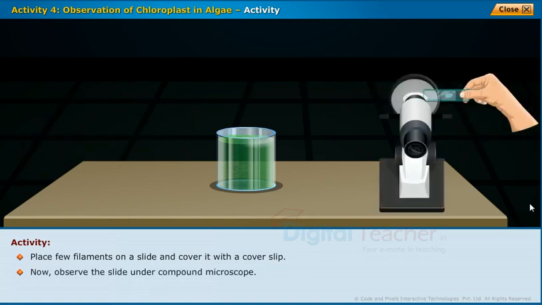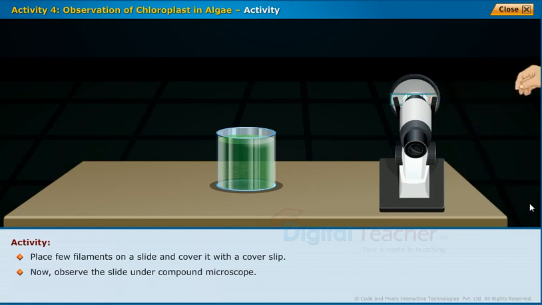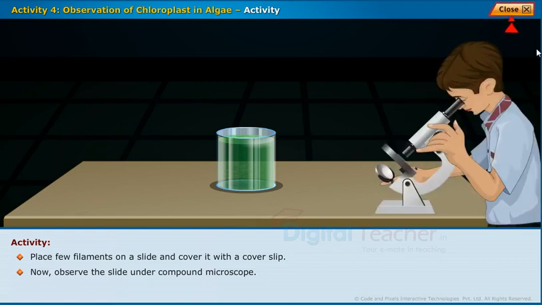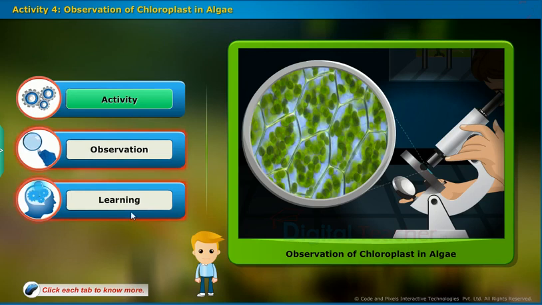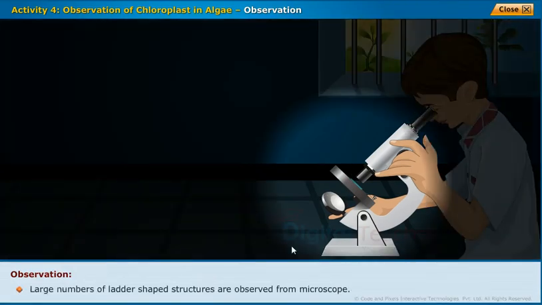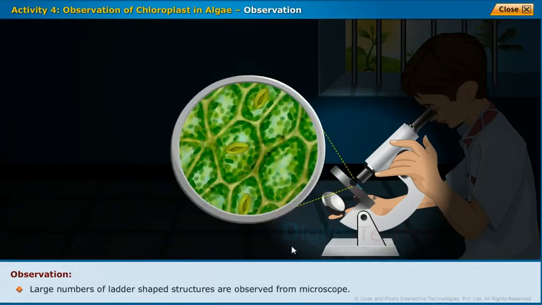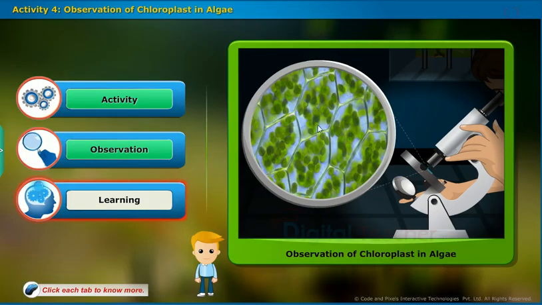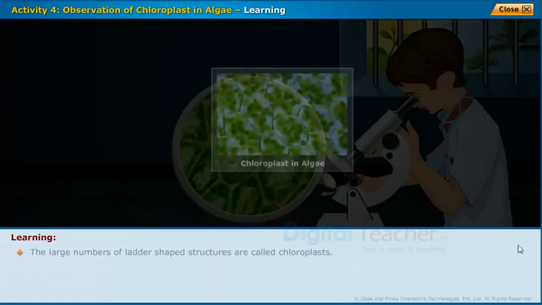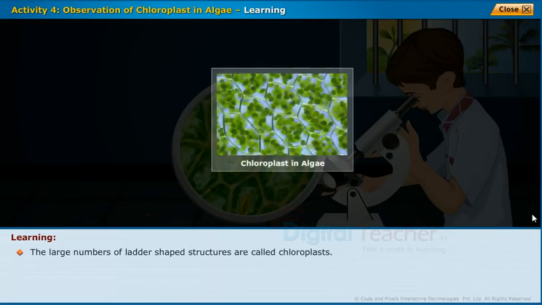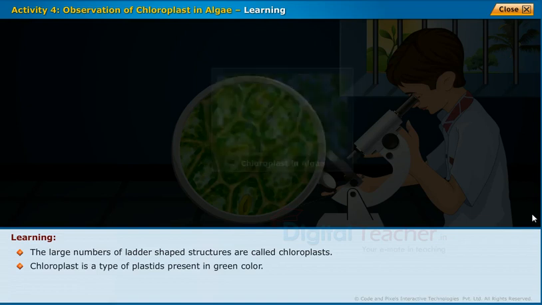Now, observe the slide under compound microscope. Large numbers of lighter shaped structures are observed from microscope. The large numbers of lighter shaped structures are called chloroplasts. Chloroplast is a type of plastid present in green color.